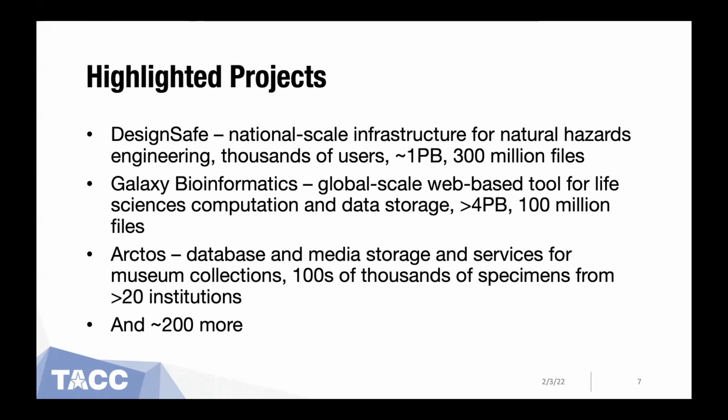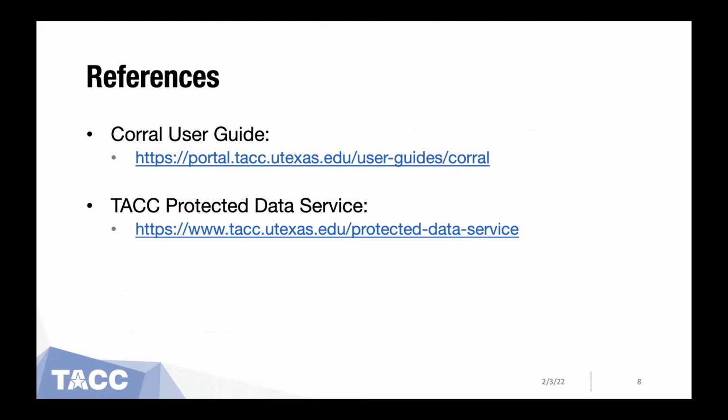Just a few things I wanted to highlight that are very large scale making use of Corel. There are over 200 projects on the system right now. And here are the links that I promised. The Corel user guide has the most detailed information about how to use it, how to get an allocation, all of those kinds of things. And this protected data service link is where you want to start if you're interested in getting an allocation for data subject to any of those acronyms I mentioned earlier.